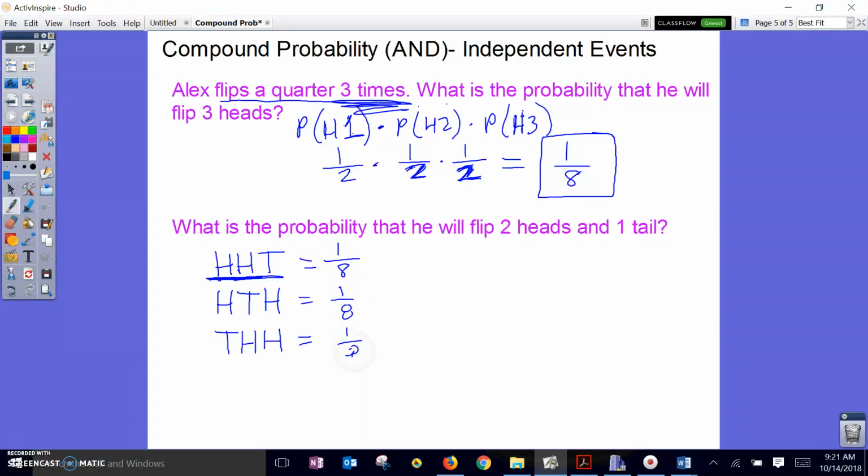And so to find the probability of all 3 of those combined outcomes, we're just going to add those 3 probabilities together. And so the probability that he will flip 2 heads and 1 tail is 1/8 plus 1/8 plus 1/8, or 3/8. So whenever we're talking about a multiple coin flip problem, we have to identify all the different ways that it could possibly occur in order to help us find the actual probability of that particular outcome.